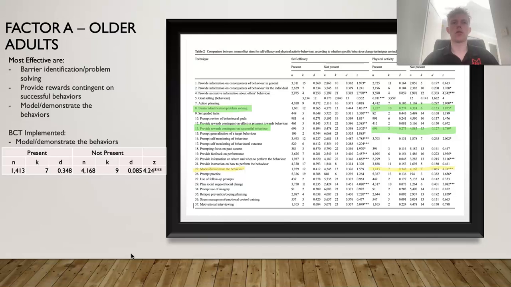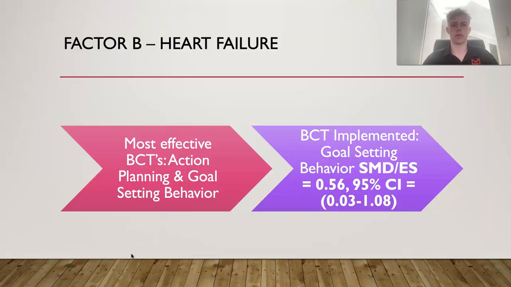For our client, we have chosen to implement modeling demonstrating the behavior. This decision is based on comparative data analyzing the effectiveness of this BCT when present versus absent during physical activity. When implemented, the BCT showed a Cohen's d value of 0.348 compared to 0.085 when not present, indicating a notable increase in effectiveness. Additionally, this approach yielded a z-value of 4.24, which is higher than those associated with the other two BCTs, reinforcing its suitability for the older adult population.